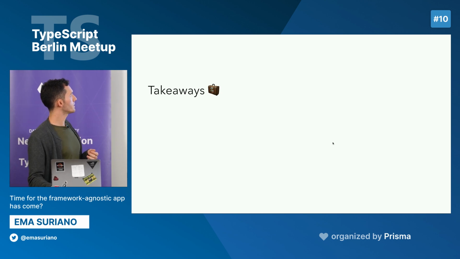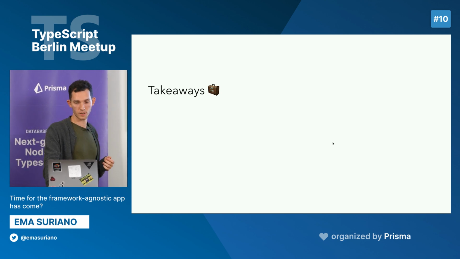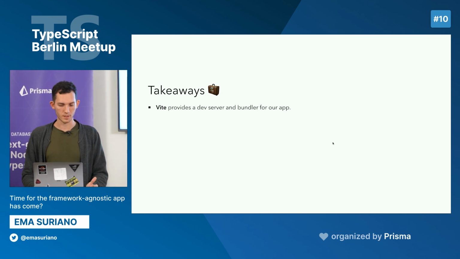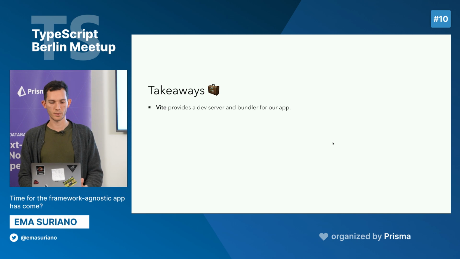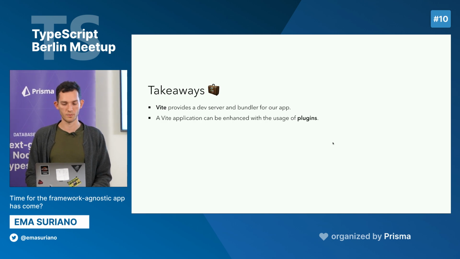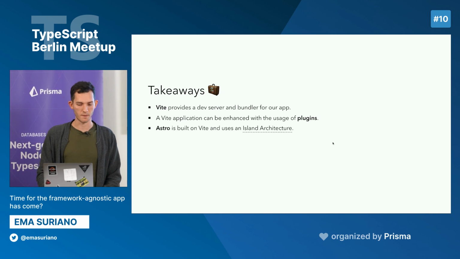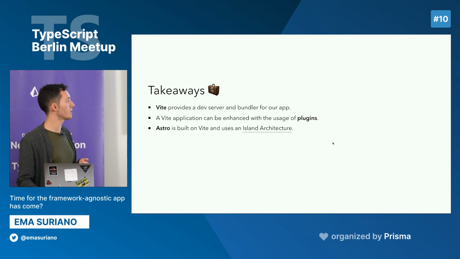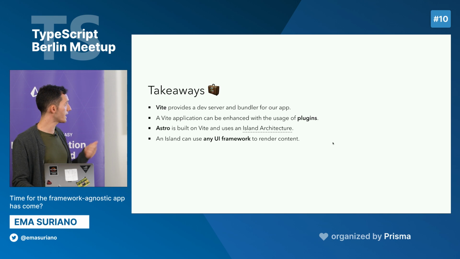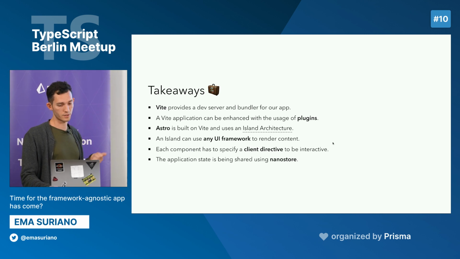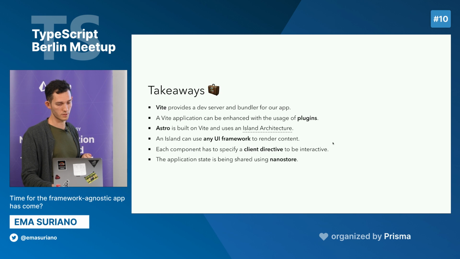So let's go with the takeaways of what we learned today. First of all, Vite provides a dev server and a bundler for our app. Then, a Vite application can be enhanced with the usage of plugins. Astro is built on Vite and uses the island architecture. An island can use any framework to render the content. Each component has a specified client directive to be interactive. And the application state is being shared using nanostores.